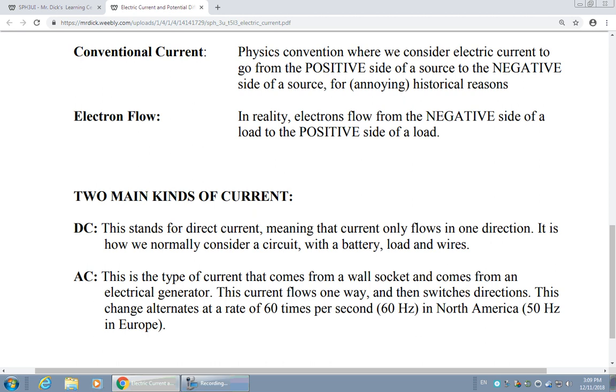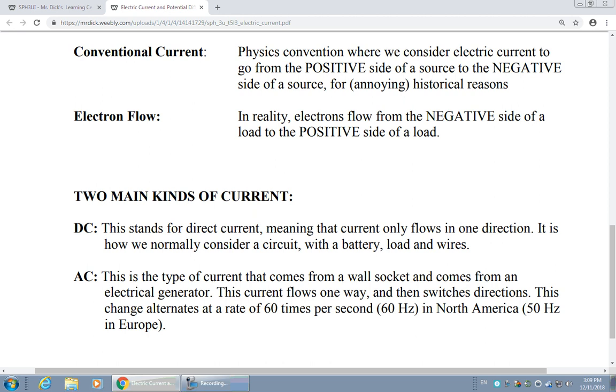And alternating current is what AC stands for. So that's kind of the opposite. It starts by flowing all the way around the circuit in one direction, but then, because of the way the electricity is generated, it will switch directions and flow all the way back around in the opposite direction.